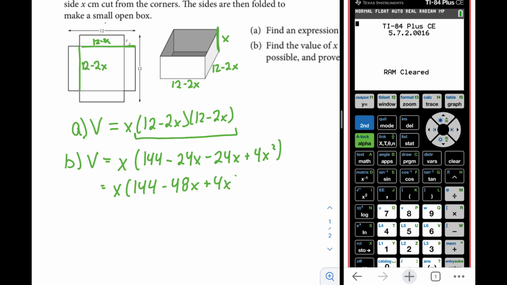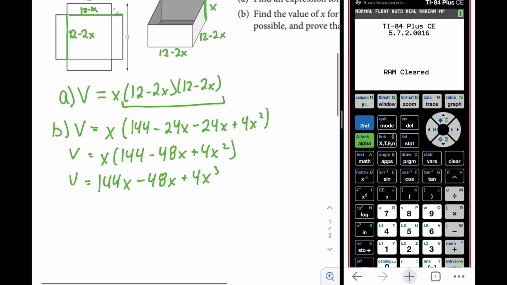Now I can do the last step, which is to distribute the x. So I have 144x minus 48x squared plus 4x cubed. Now this is all the volume function, and I'm ready to differentiate the volume. So the derivative will be 144 minus 48, this was an x squared, apologies, so times 2x, and plus 12x squared.